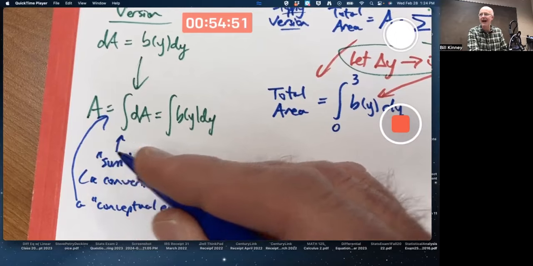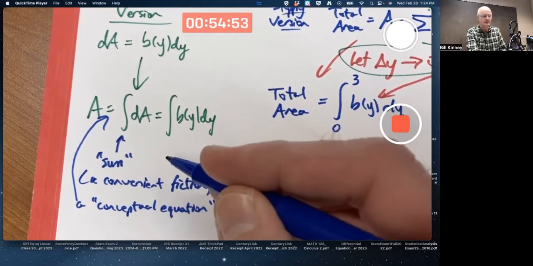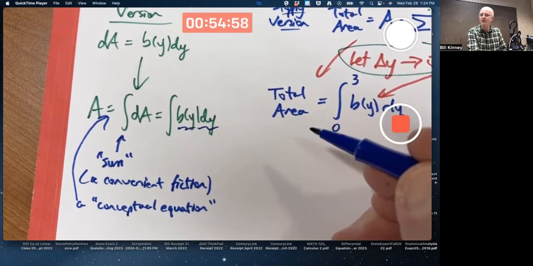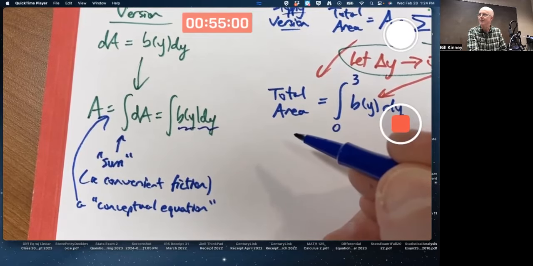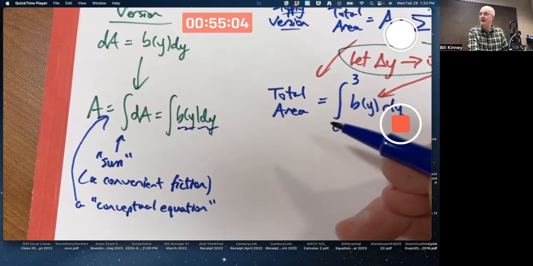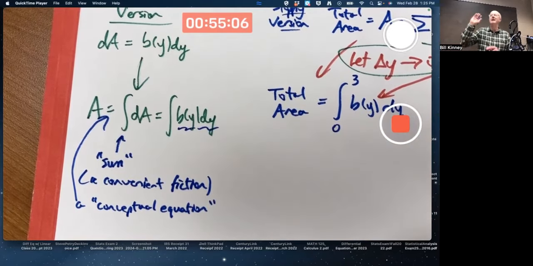Find the total area by adding up the little areas. That's how you think of it. And those little areas can be thought of as being products, b of y times dy, areas of infinitesimally thin rectangles. We're adding up those areas. But then you say, wait a minute.